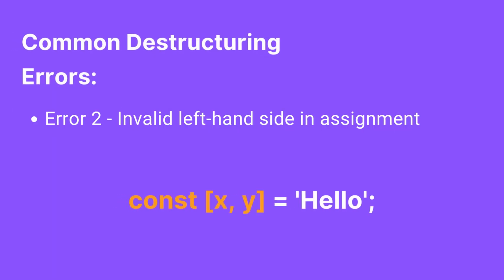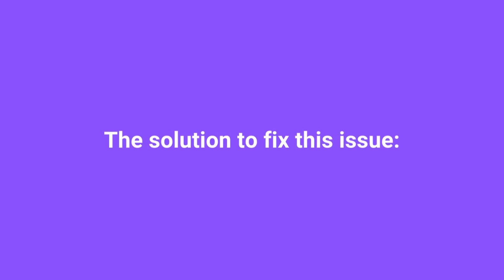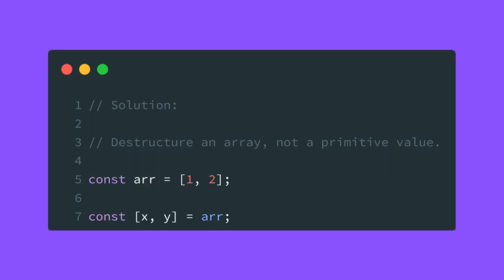In our second example, we encounter a different type of error, the invalid left-hand side in assignment, when attempting to destructure properties. Here, we're trying to destructure values from a string which is not an array or object, and this results in a syntax error. Now let's explore the solution to fix this issue. To resolve this error, make sure you are destructuring an array or object, not a primitive value like a string. In this corrected code, we initialize an array R and then destructure its elements, which avoids the invalid left-hand side in assignment error.